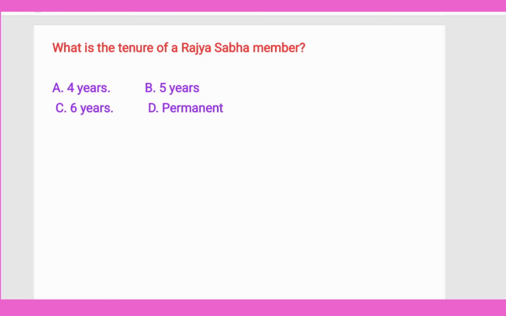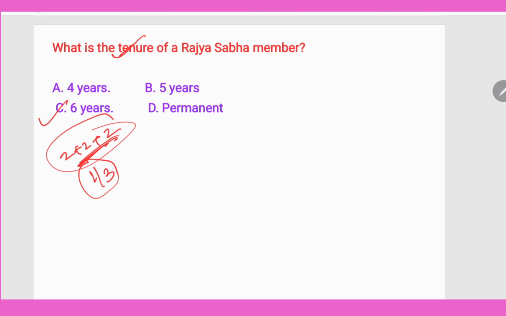Next question is, what is the tenure of the Rajya Sabha? Tenure is 6 years, but 2 plus 2 plus 2. What does it mean? This means that every 2 years, 1/3 of the members of Rajya Sabha are removed and elections take place every 2 years. Okay, and for Lok Sabha it is 5 years.